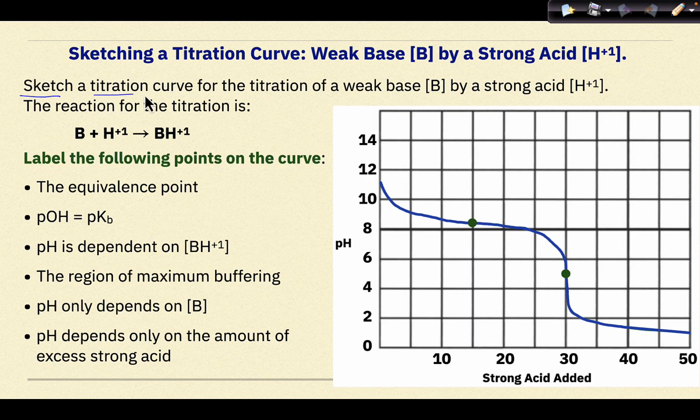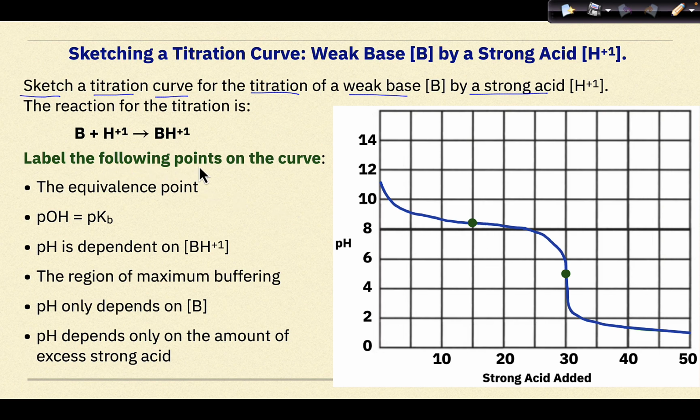Sketch a titration curve for the titration of a weak base by a strong acid. The reaction for the titration is B + H+ yields BH+. This is the titration curve that we're going to sketch to the best of your ability on the graph that's in your notes. Notice that there's 2 green points that you're going to want to add.